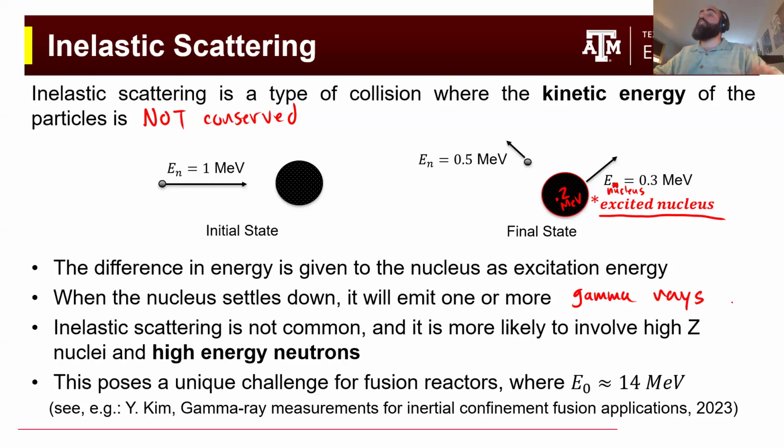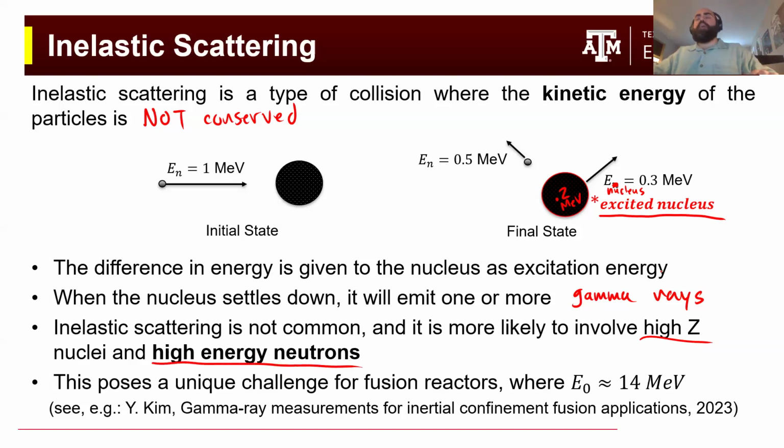X-rays come from electrons changing their orbital levels. Gamma rays come from nucleons in the nucleus changing their nuclear energy levels. So that's how energy gets conserved there. When you have inelastic scattering, it's more likely to happen with high Z nuclei, like uranium-235, uranium-238, lead, things that are high on the periodic table, but also with high energy neutrons.